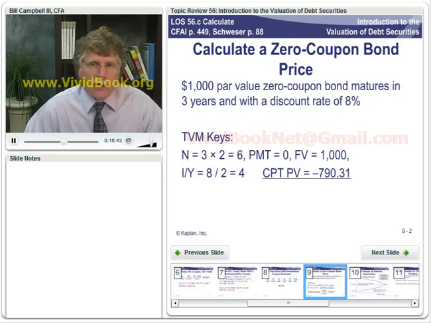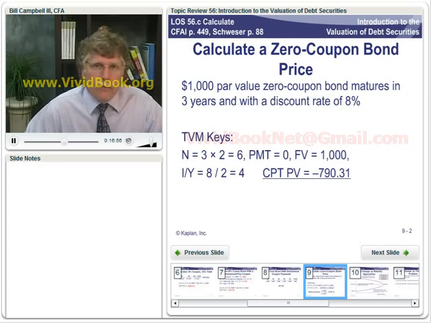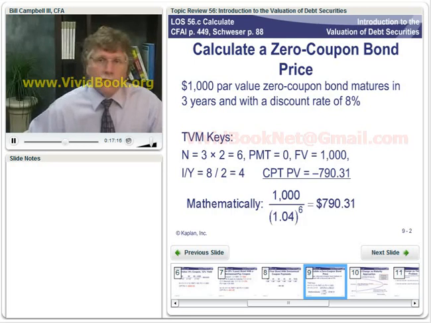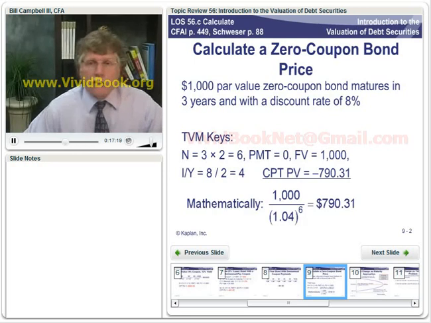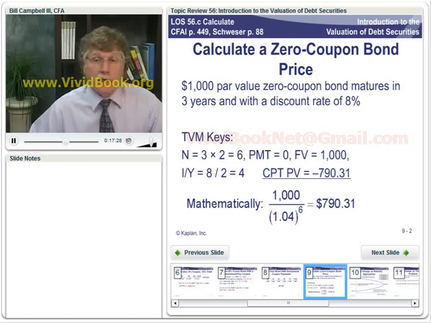Future value is $1,000. Notice, once again, we're doing this from the viewpoint of the investor, the bondholder. He's going to receive $1,000 in 3 years. What does he pay today? The interest per period is 8% a year divided by 2, or 4% every 6 months. Tell it to compute present value. It comes out to negative $790.31. It's a cash flow problem. He pays out $790.31. If we didn't want to use those, if we simply wanted to do the discounting ourselves, we take $1,000, discount it for 6 periods at 4% each period, still better come up with $790.31.